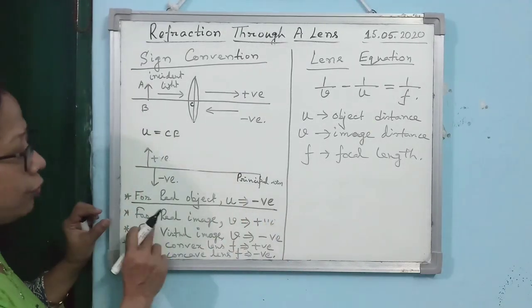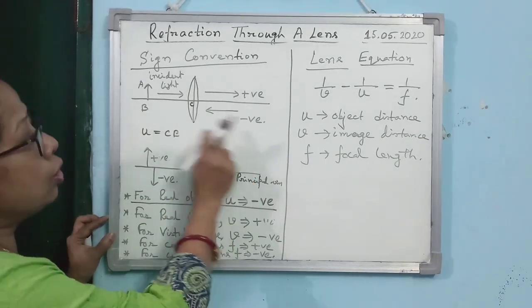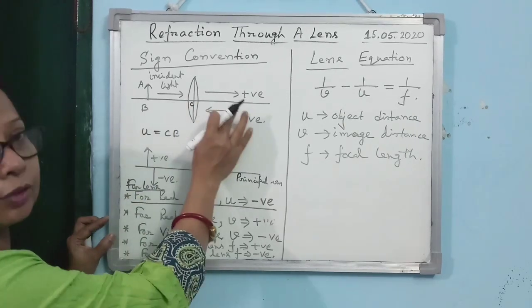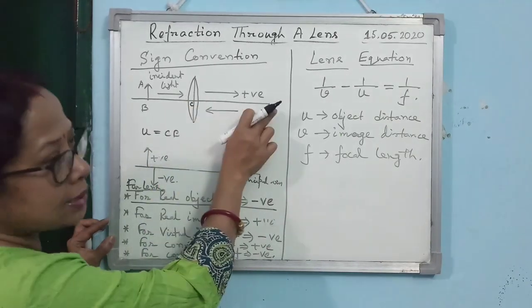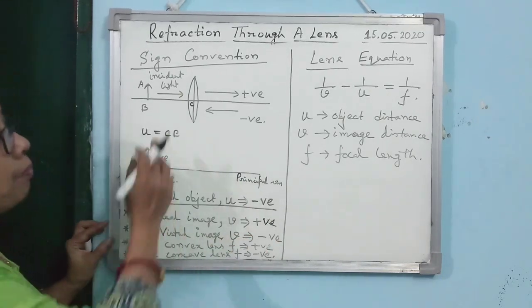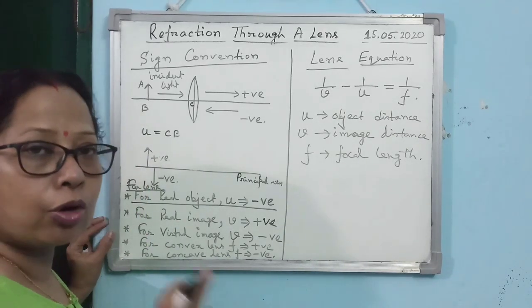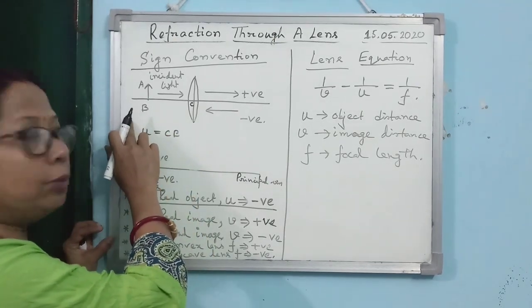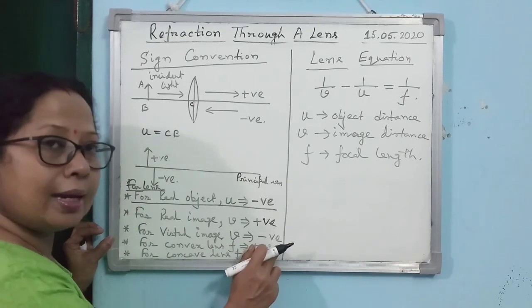Now, if the image is real, as you have seen, for a lens the image is produced on the opposite side to that of the object. So you always have to go from C in this direction. So for a real image, V is positive. But when a virtual image is produced, I hope you remember, for a convex lens and always for a concave lens, the image is produced on the same side as the object. So for a virtual image, the image distance V will be negative.